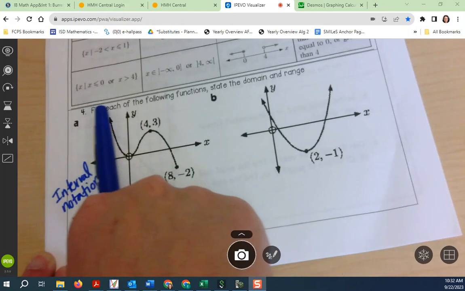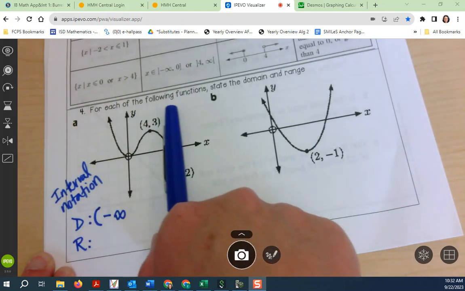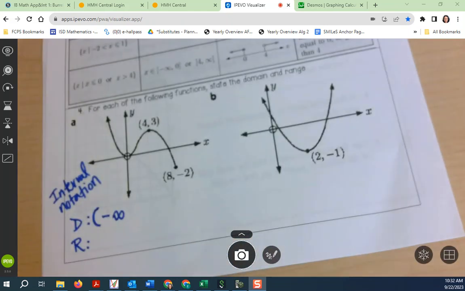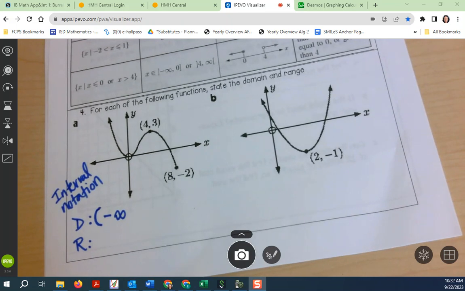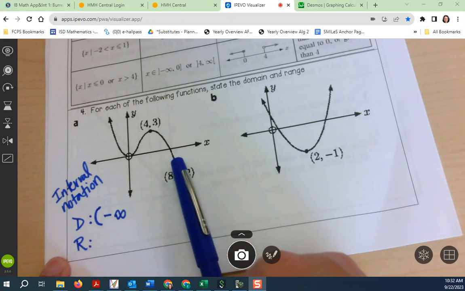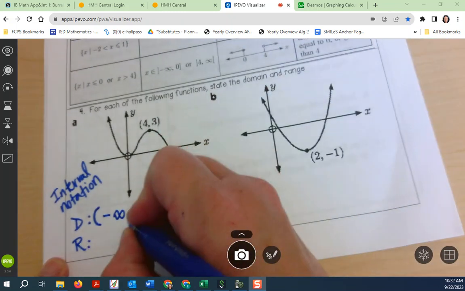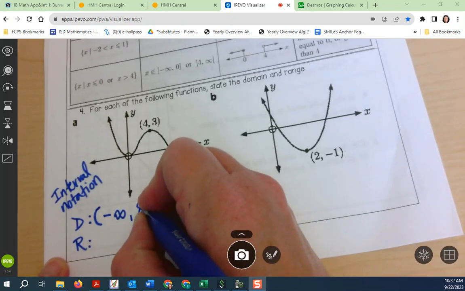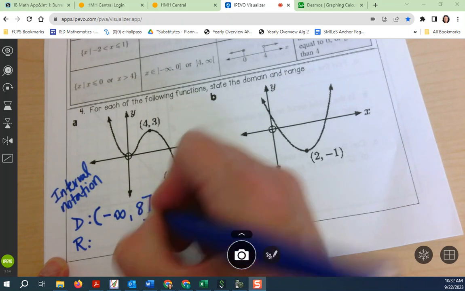We continue reading across the graph until we get to the right side, and we need the last x value on the graph. What's the last x value on the graph? It is 8. You see that? When we get to this point here, the x value is 8, so it stops at 8. To show that we're including the number 8, we're going to do a square bracket.